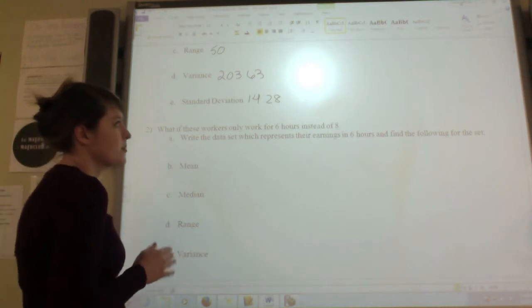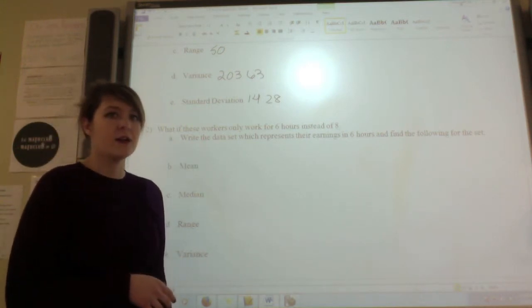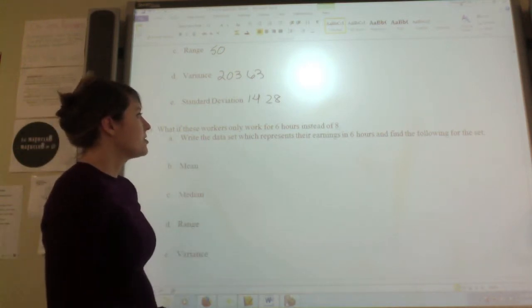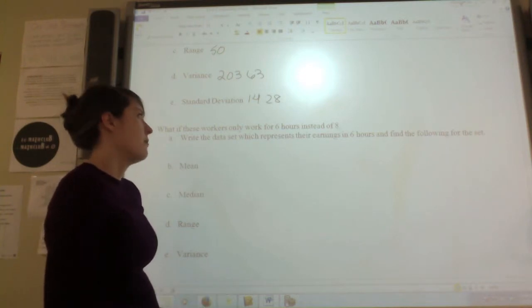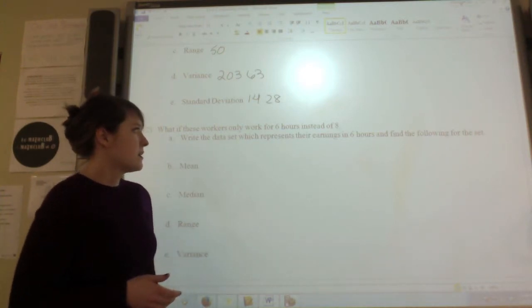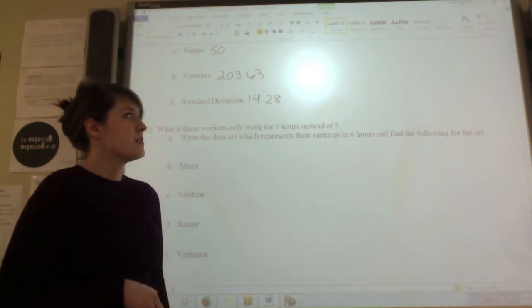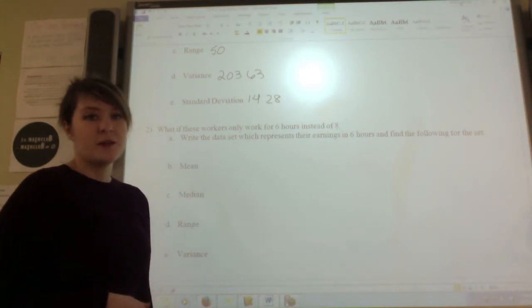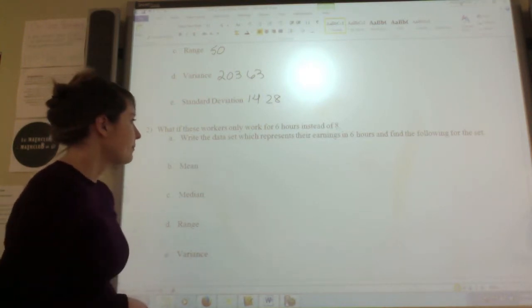Okay, what if these workers only work for 6 hours instead of 8? So instead of working their full 8-hour shift, they're only working 6 hours. We want to write the data set which represents their earnings in 6 hours, and then we want to find all of the measurements for that set as well.